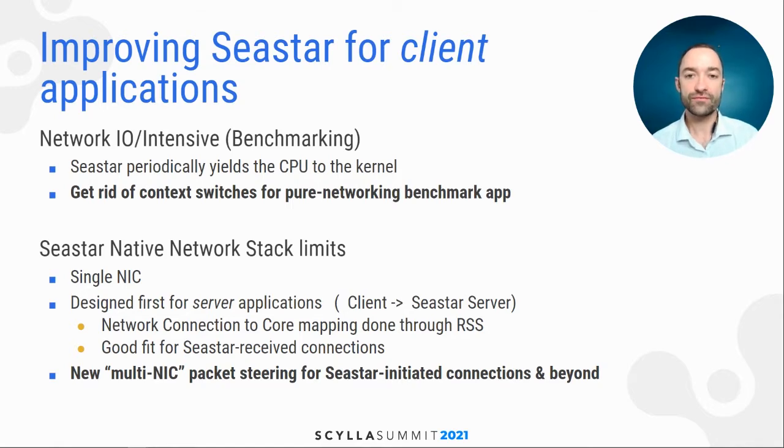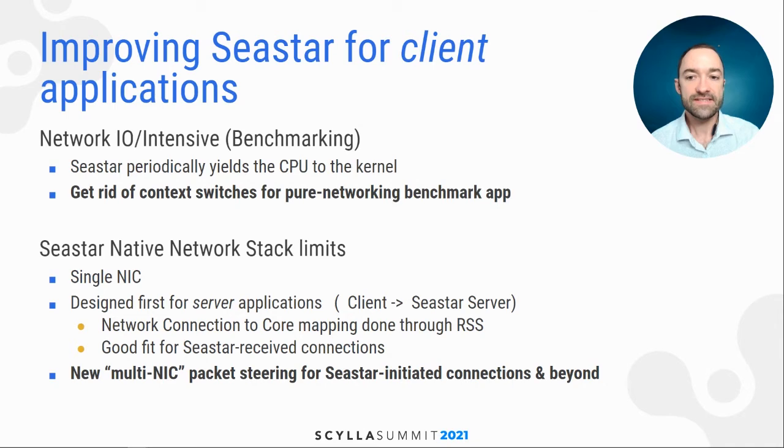The kind of application that we target is a benchmarking application. So this means that it's really network IO intensive. We don't do any access to the disk. We don't read or write files. What we observed is that Seastar periodically yields the CPU to the kernel precisely for handling files or timers, and this has an impact on performance in our case. We fixed that by getting rid of the context switches for a pure networking benchmark application, and this has allowed us to boost the performance of our benchmarking application.